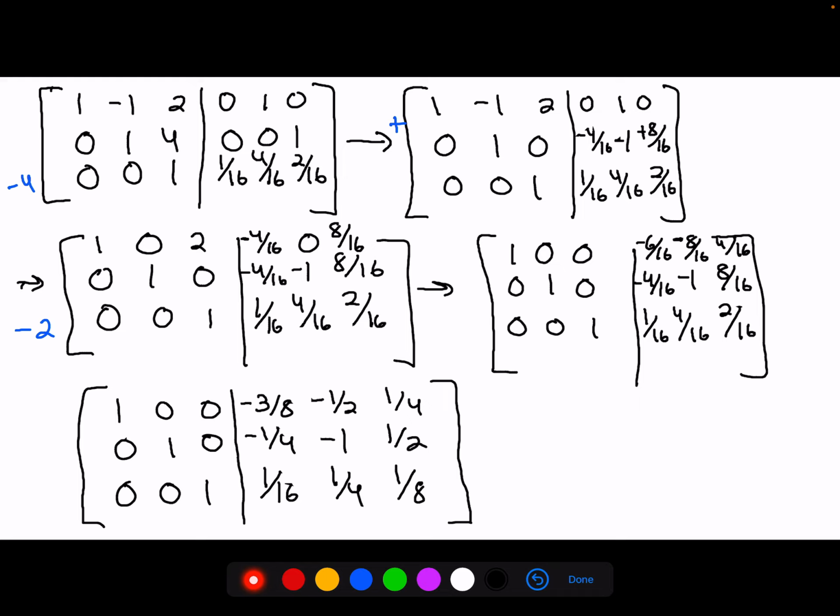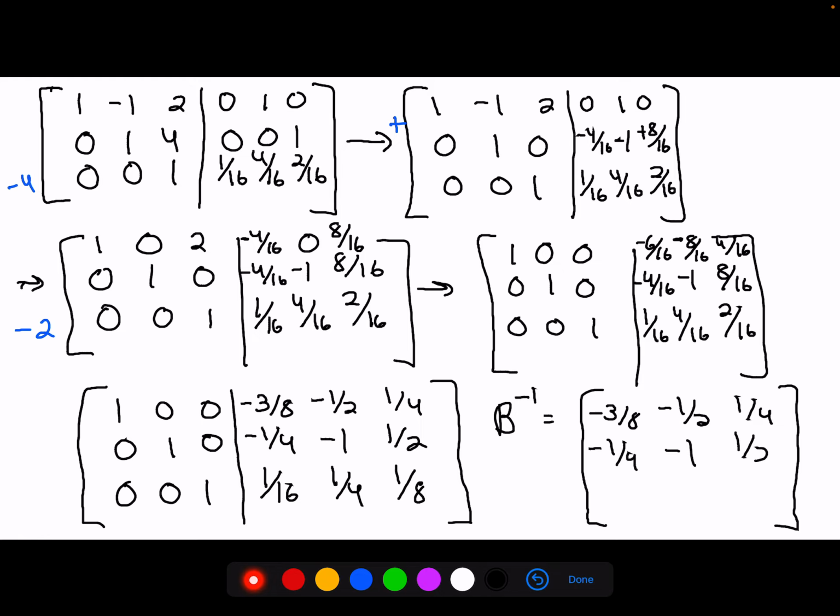All right, so that inverse matrix for B is that matrix with -3/8, -1/2, 1/4, -1/4, -1, 1/2, 1/16, 1/4, 1/8. That is our inverse. We did all that transforming.